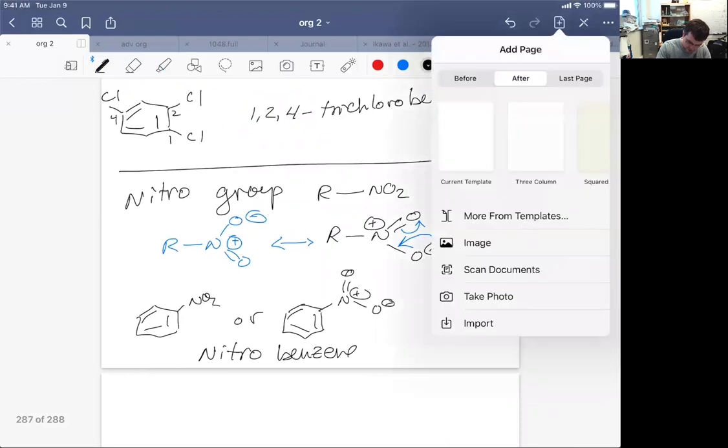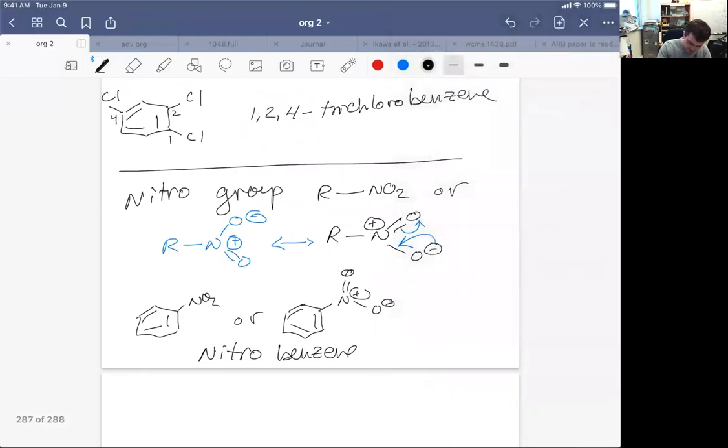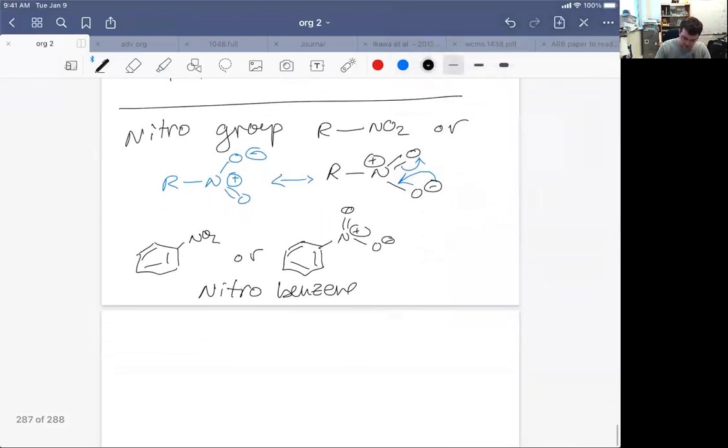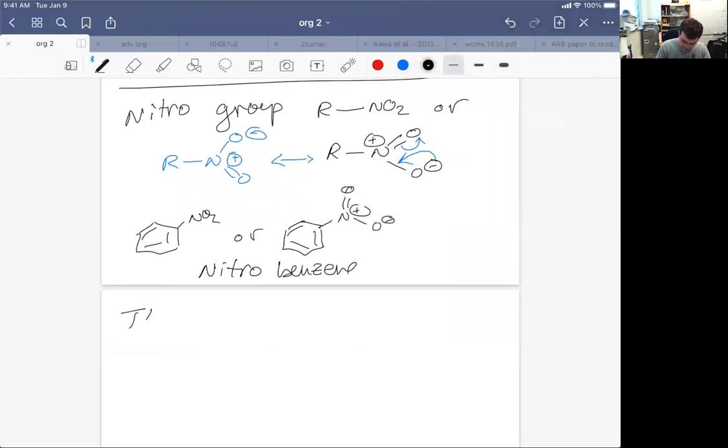So we have nitrobenzene, and maybe you've heard the term nitro before in the context of TNT. TNT stands for trinitrotoluene. It's a very good explosive. Explosives are very interesting to study for many reasons, but they actually accomplish important things for us. They're not just bad or not just used in cartoons or whatever.